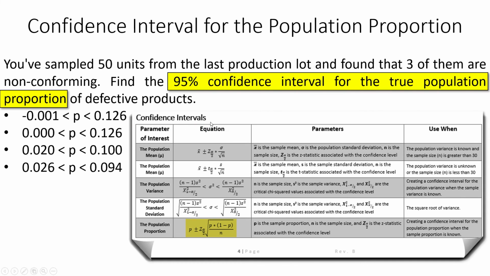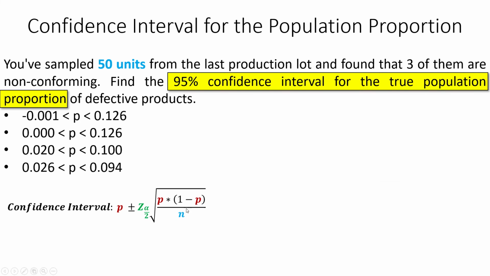So if you go to page 4 of the exam day guide, you're going to find all of the equations for the confidence intervals. Now, you could create a confidence interval for the population mean or the variance or the standard deviation, or finally here at the bottom, you can create confidence intervals for the population proportion. So here's the equation that we're going to have to use, and let me show you how to work that equation.